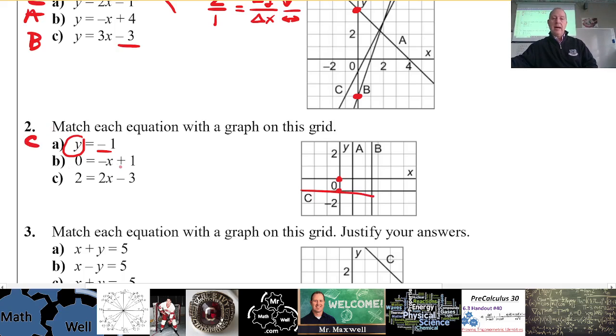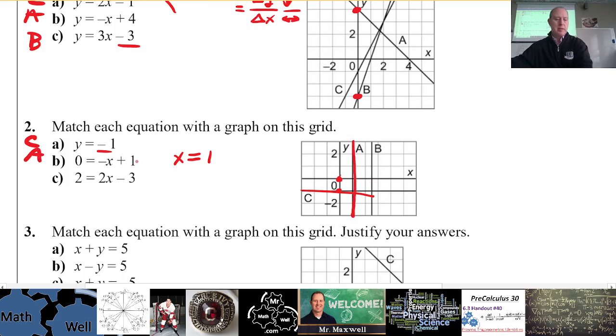Okay, B has a negative slope and a y-intercept of +1. Oh, no, wait, where's the y? This is a vertical line because there's only an x, right? So how do we figure out which one this is? Solve for your variable here. I'm going to add x to both sides. This is x equals +1. That's what this one actually is. So x equals +1 looks like this one, which is A.